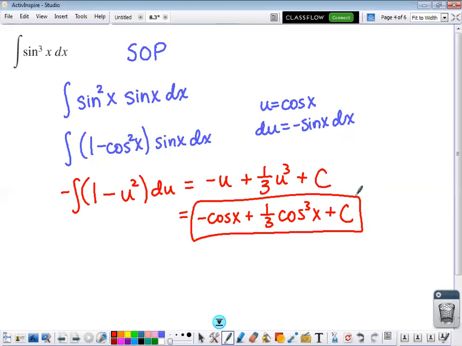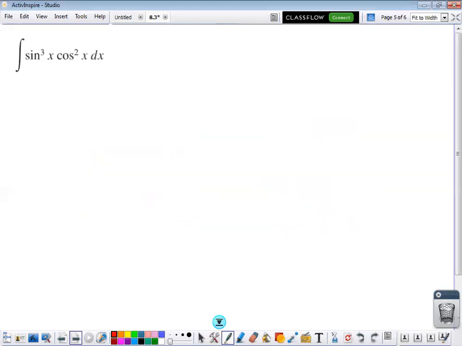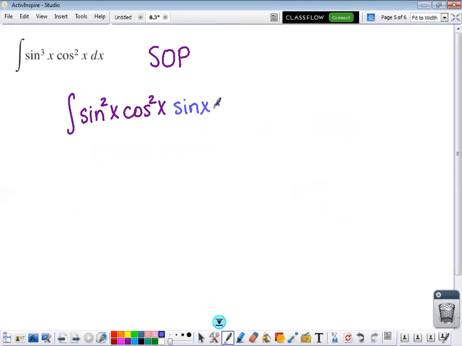Okay, that one wasn't too bad. All right, so we do have sine, odd, and positive again. So we're going to split up and separate it to sine squared x, cosine squared x, and then that extra sine x goes on the end with dx. All right, hopefully y'all are kind of getting the gist of it by now.